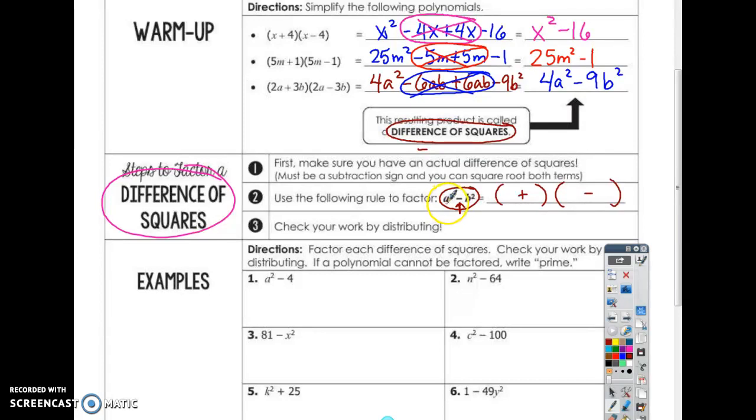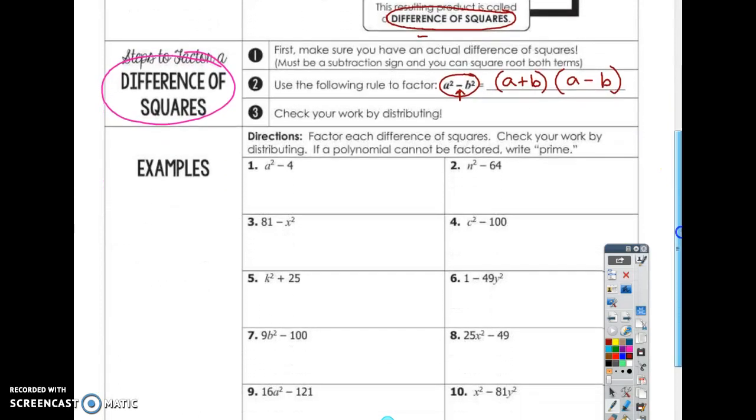So what's the square root of a squared? A and A. What's the square root of b squared? B and B. Okay? That's all we're going to do. We're going to separate them. One's going to be positive, one's going to be negative. Take the square root of the first one and take the square root of the last one.